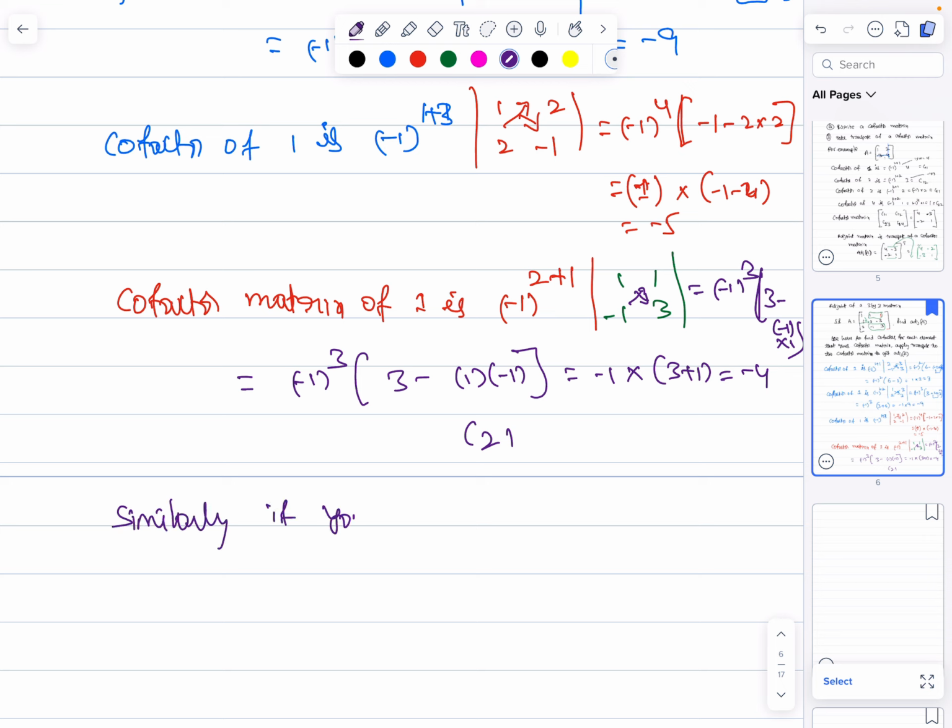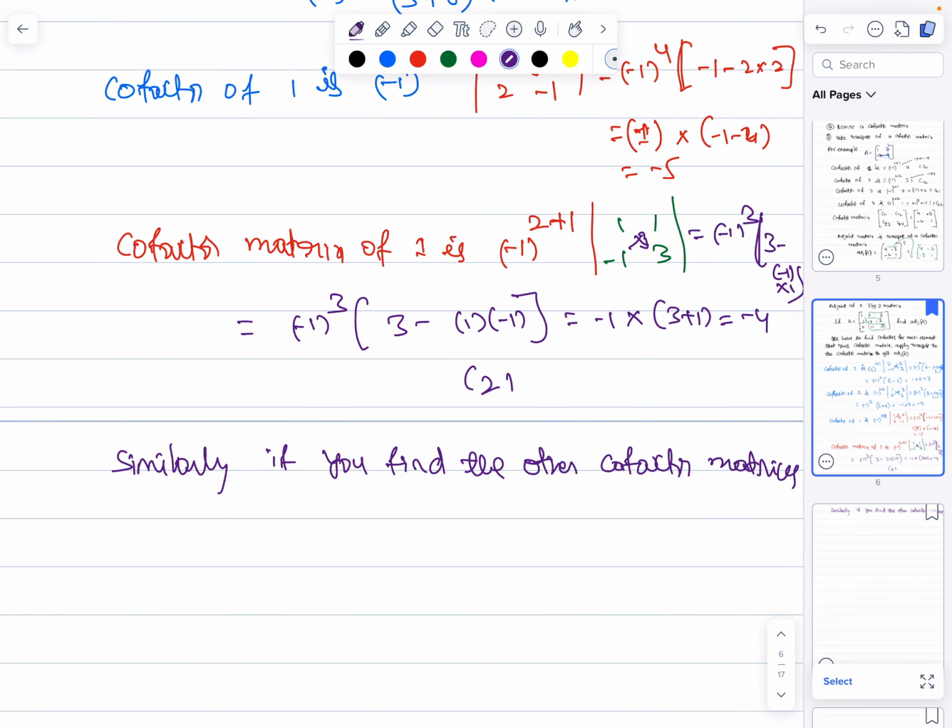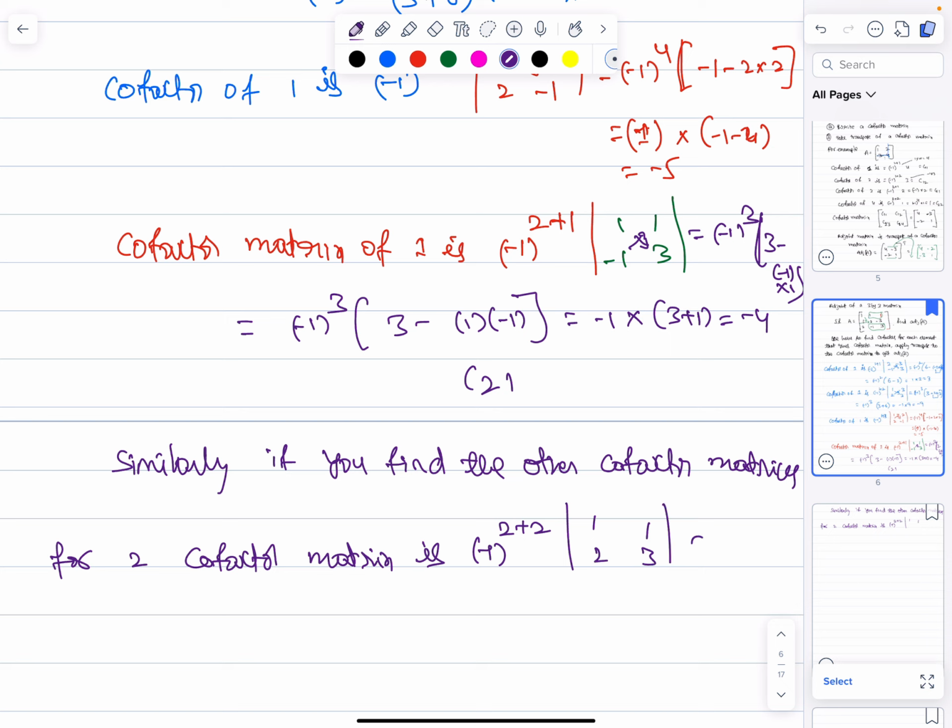if you find the other cofactor matrices, that is for the second row second column, the cofactor is minus 1 whole power second row second column, and then must be multiplied with 1 1 2 3, that is 1 into 3 minus 2 is 1, which is 1.